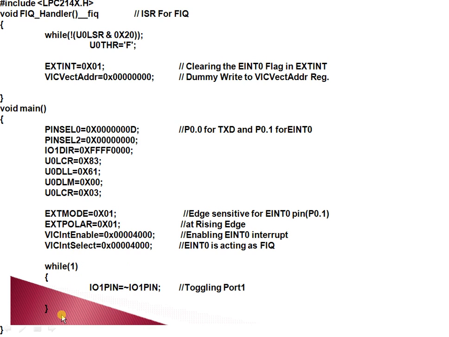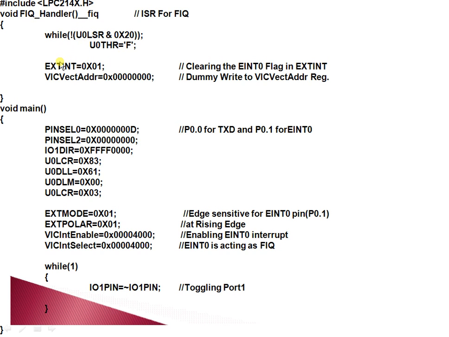Now I'm doing some task inside my main, that is toggling port 1. So when you run this program, port 1 will be toggled continuously. But when an interrupt is generated, and that interrupt is EINT 0, that is through P0.1, then the ISR will be executed. I'm writing my ISR as void FIQ_Handler with __irq. This is the start of my ISR. I'm transmitting character F inside my ISR.